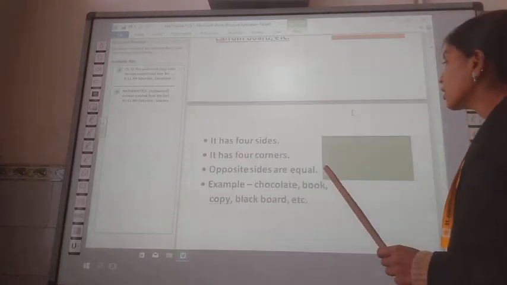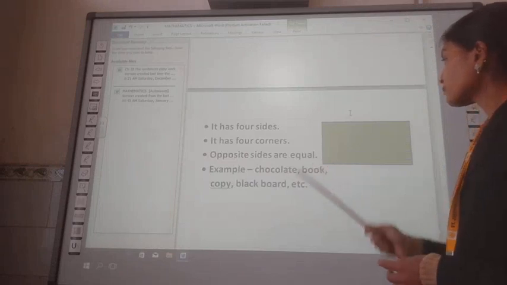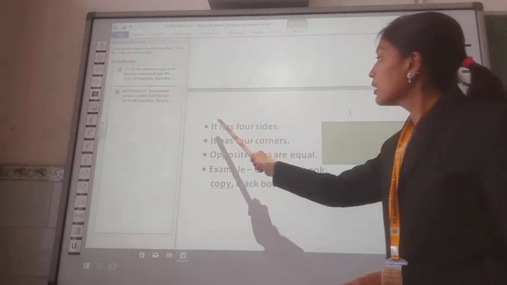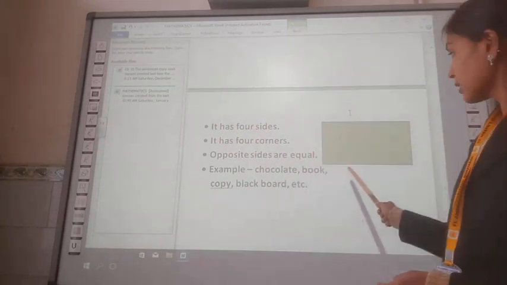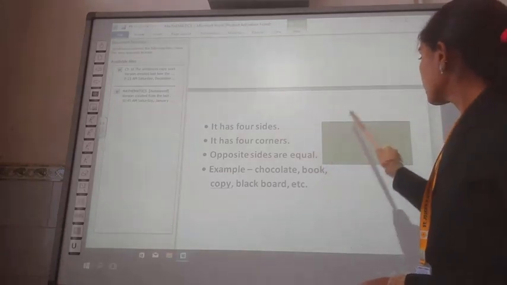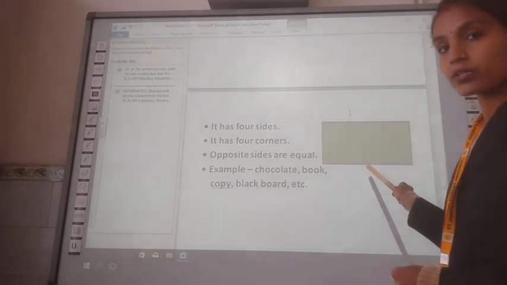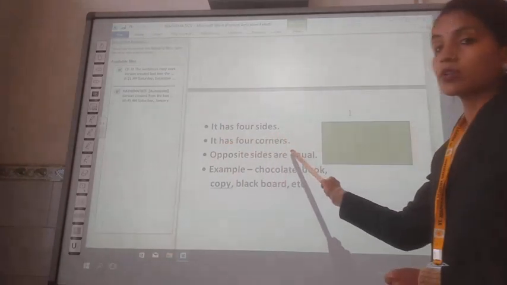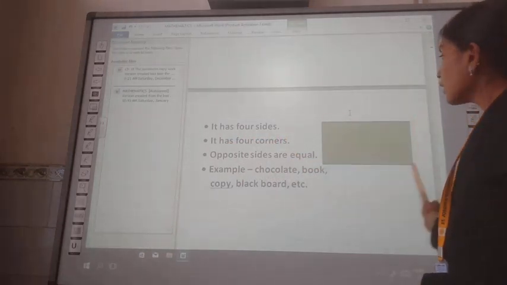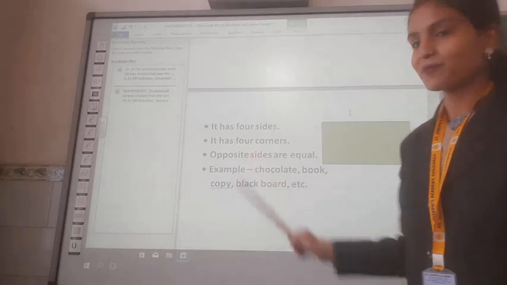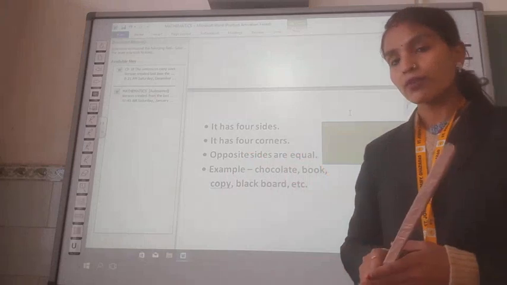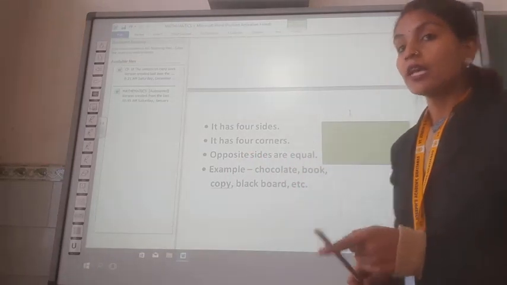Next one is rectangle. This is a rectangle. A rectangle has 4 sides. Now let us see this rectangle. Let us see the sides. 1, 2, 3, 4. It has 4 sides. It has 4 corners. See, 1, 2, 3, 4. There are 4 corners in a rectangle. Then opposite sides are equal. Like in a square we have all the 4 sides equal.